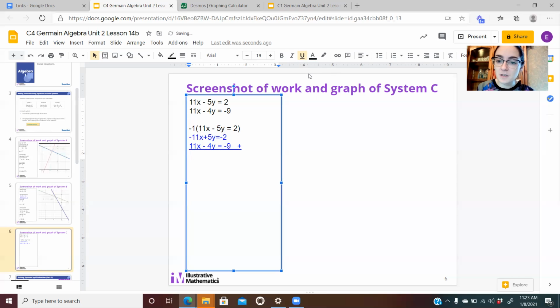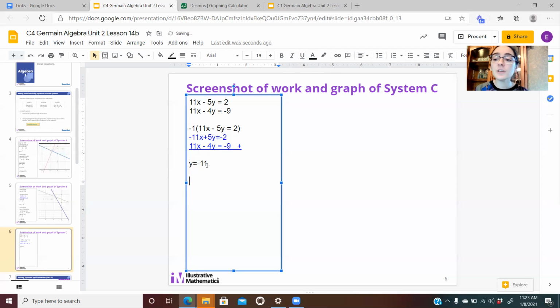Oh, let me fix this underline, sorry. y is equal to -2 plus -9. 9 plus 2 is 11, so -11. Okay, so y is equal to -11. So I got that y is equal to -11.